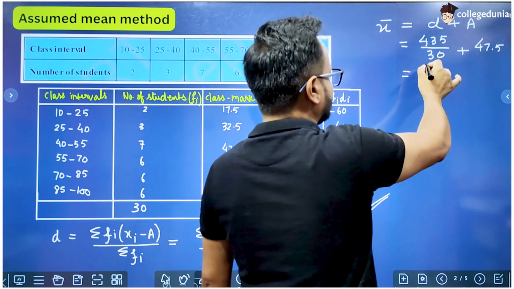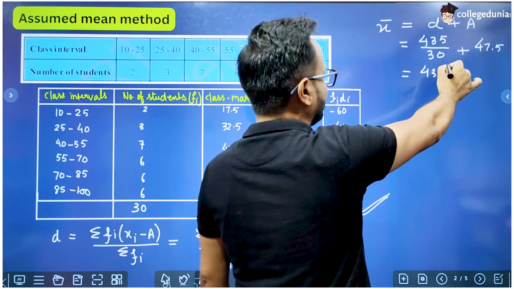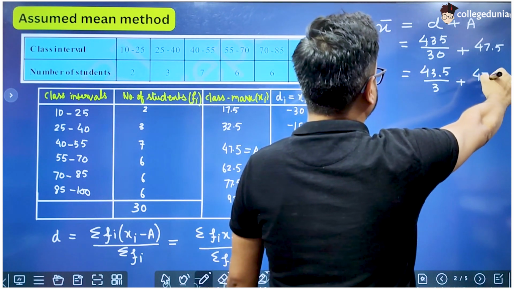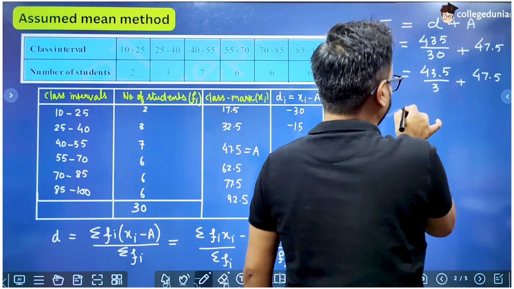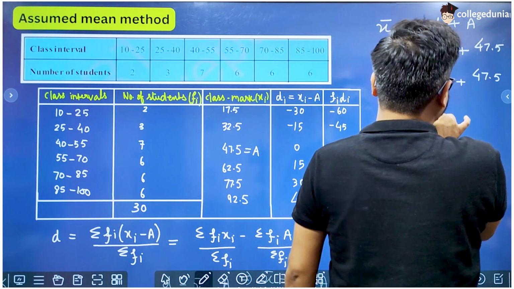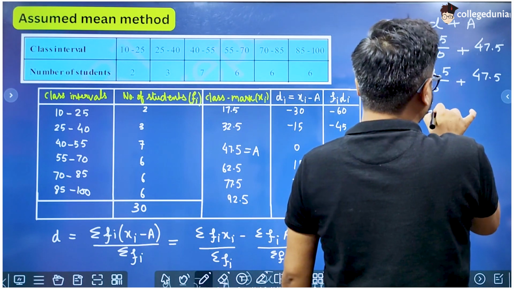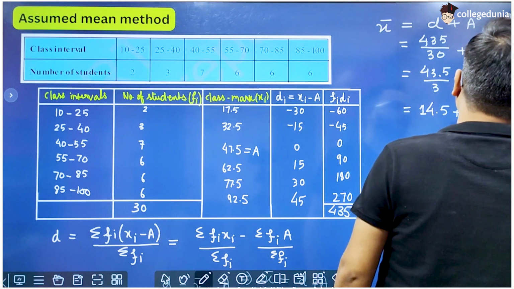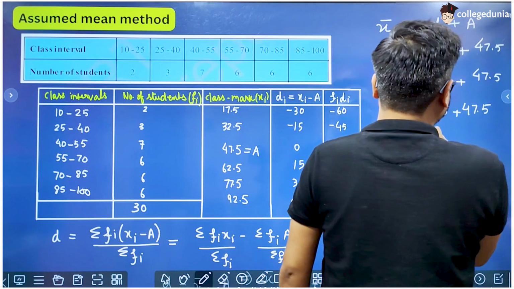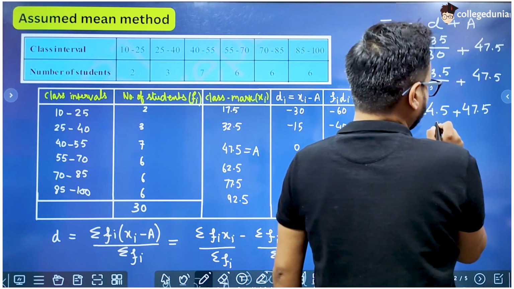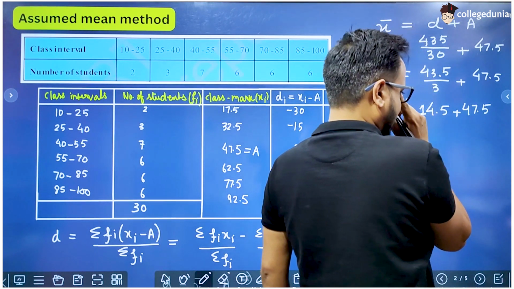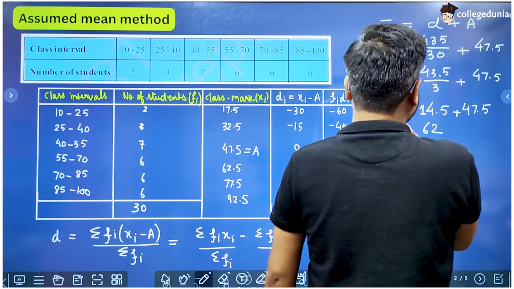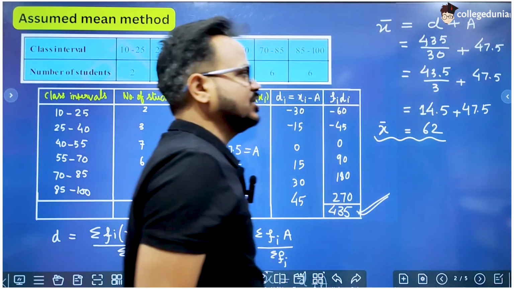Now if we divide, this is 43.5 divided by 3, plus 47.5. So this is 1 and 4.5, plus 47.5. 47 plus 14 is 61.5, in both, so this is 62. So the mean is basically 62.